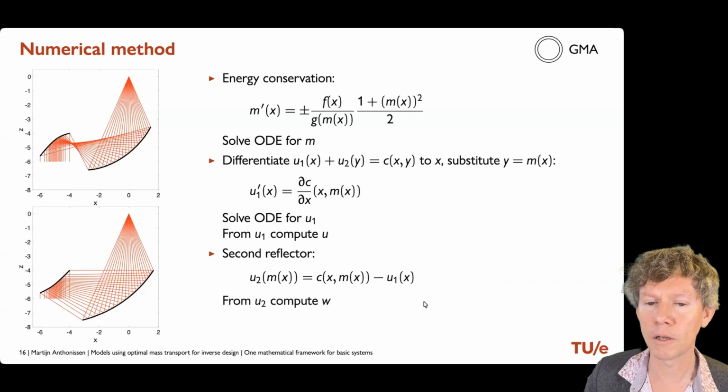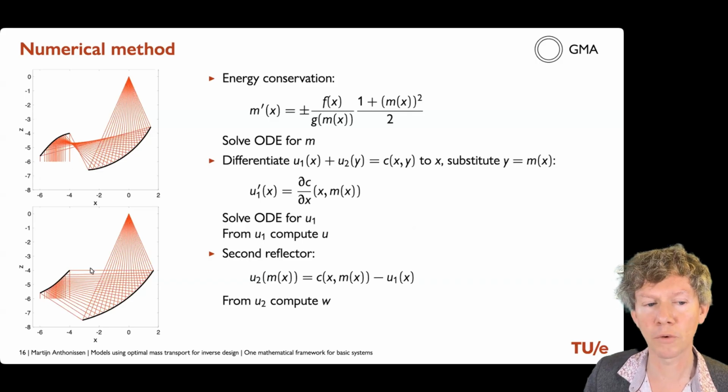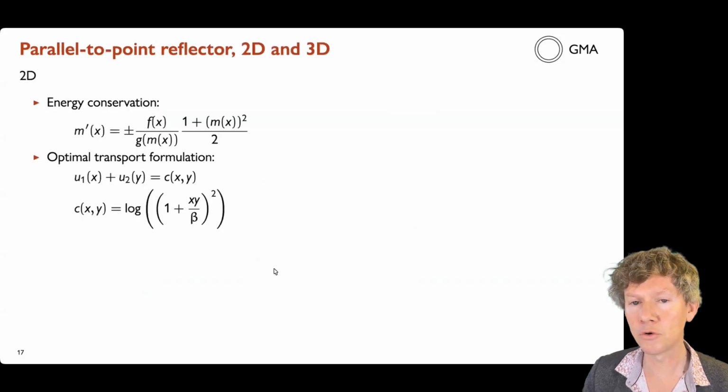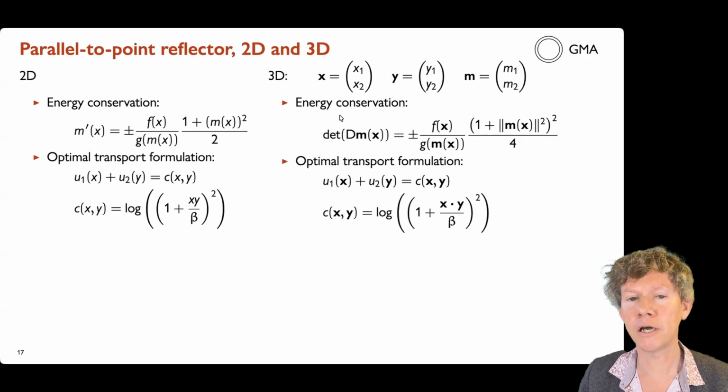So I'll quickly click through. Again, two solutions, one with crossing rays, one with non-crossing rays. This is the 2D formulation. In 3D, what we get is energy conservation is again in terms of the determinant of the Jacobian matrix. We have the optimal transport formulation, very similar between the 1D and 2D example, or 2D and 3D if you like.